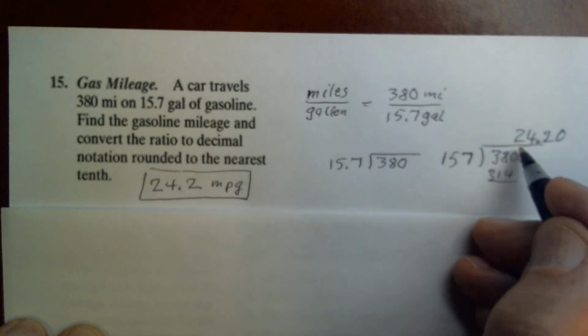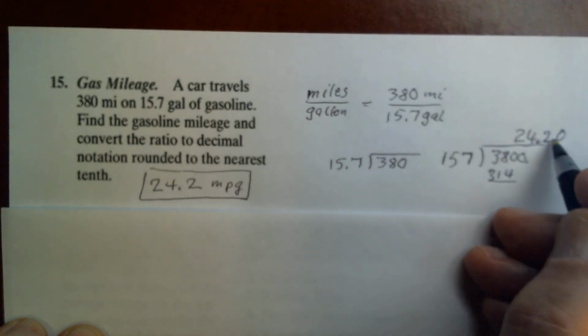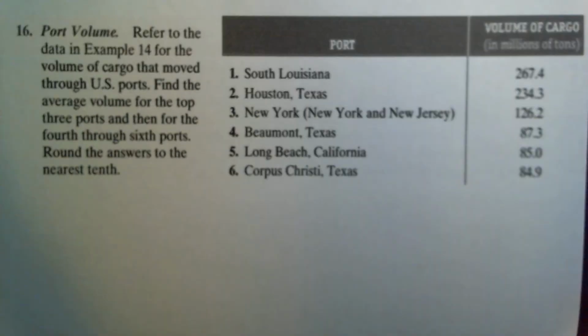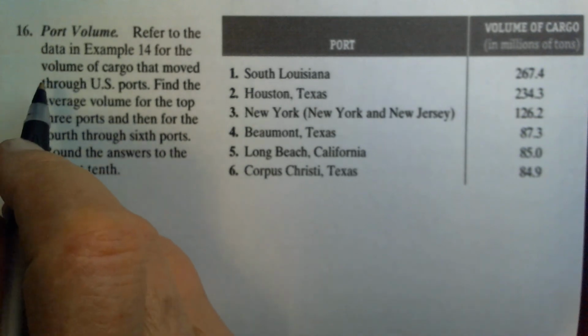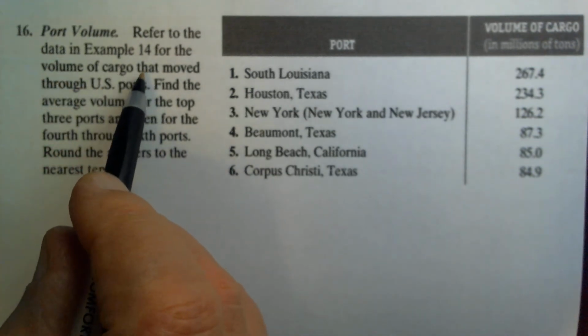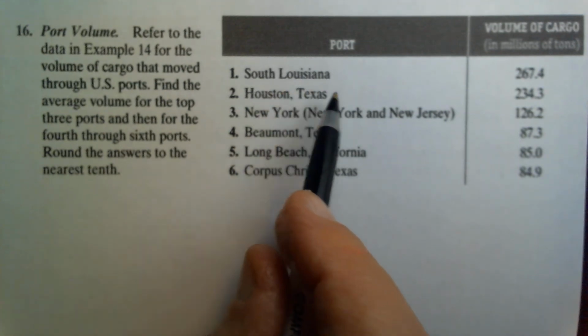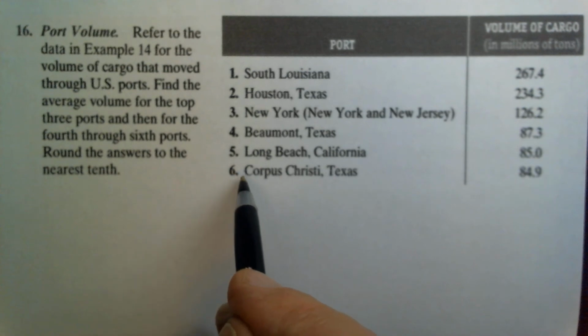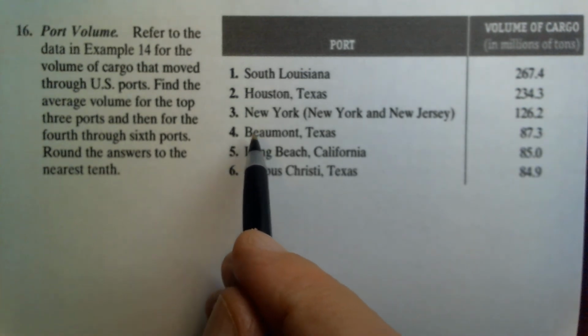So here's the ratio, or here's the quotient rather, 24.2. So these are just some very simple applications of some of the basics that we've learned here. In exercise number 16, we are supposed to compute the port volume. And so here we're referring to the data for the various ports and the volume of cargo in millions of tons. So there are 6 ports listed here.